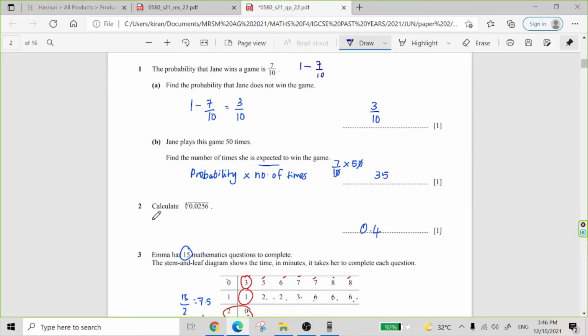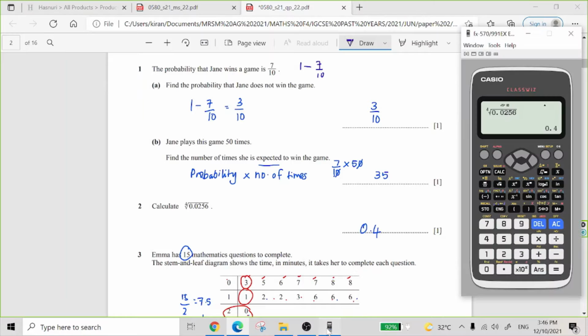Next, question 2. Calculate the fourth root of 0.0256. For this question, you can use your calculator. Make sure that you take the root for just this part, and then you put 4 here, and then go to 0.0256. Then you get the answer: it's 2 over 5 or 0.4.